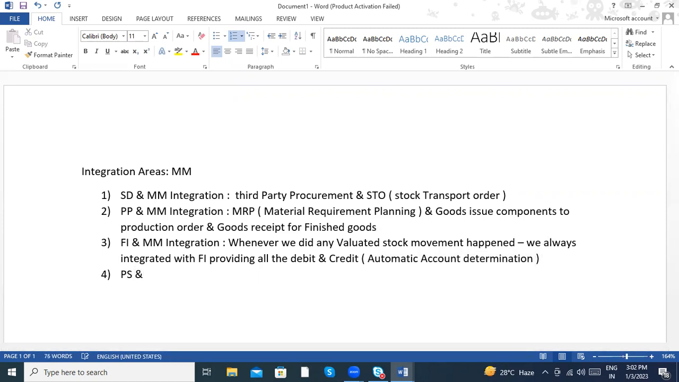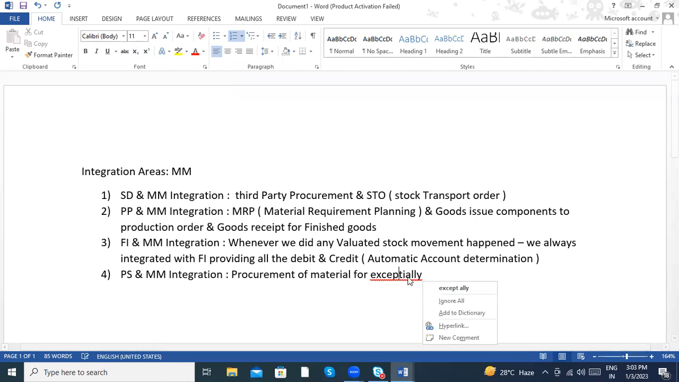And project systems. If you talk about project system integration, this is project related. If you are buying, the procurement is for the purpose of a project. Particularly we have procurement of material especially for the project. So that we were talking about, right? WBS element. Okay.